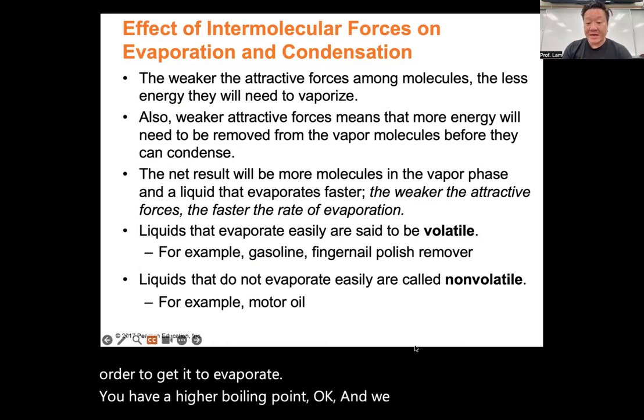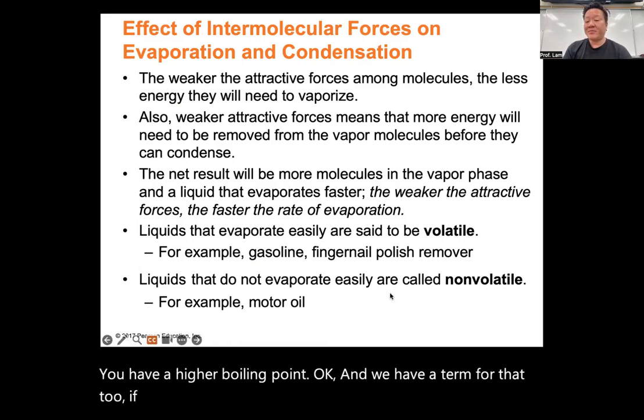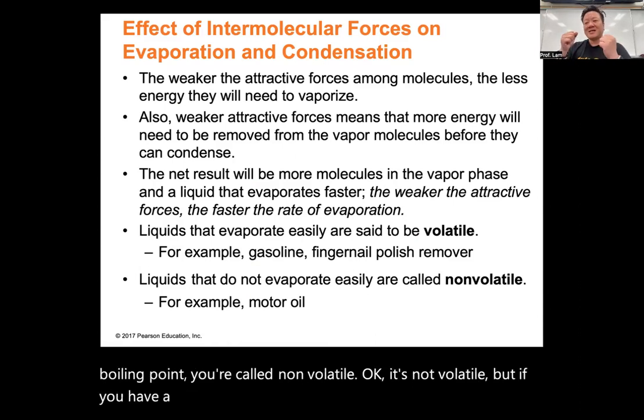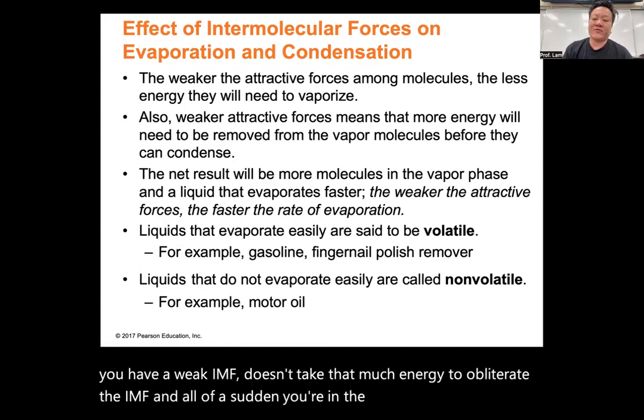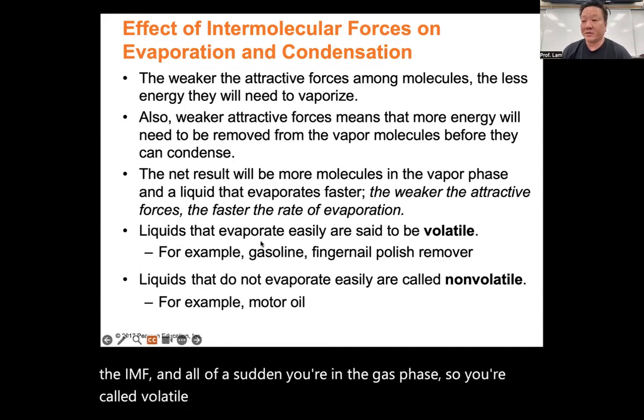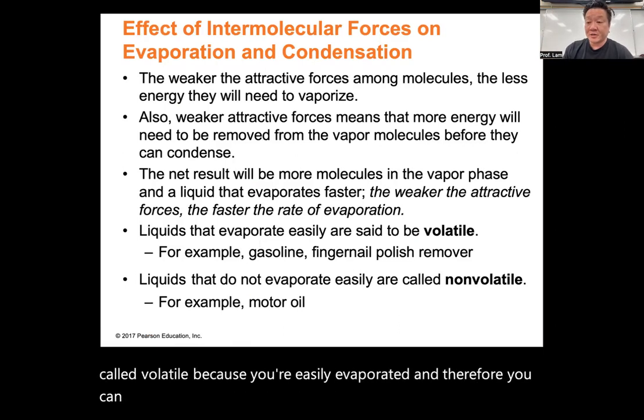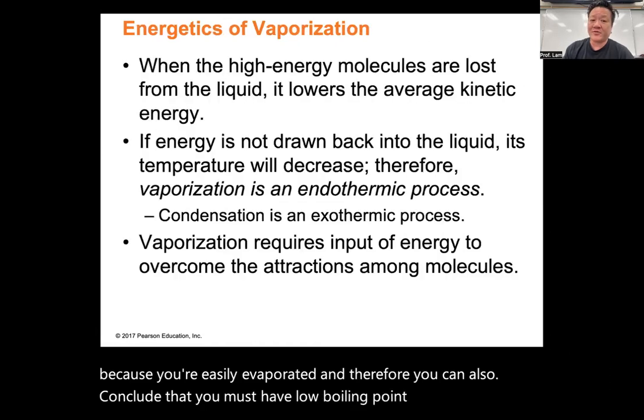And we have a term for that too. If you can't be evaporated easily, meaning you have a high boiling point, you're called non-volatile, okay? But if you have a weak IMF, it doesn't take that much energy to obliterate the IMF, and all of a sudden you're in the gas phase. So you're called volatile because you're easily evaporated. And therefore, you can also conclude that you must have a low boiling point, right? If you're volatile.